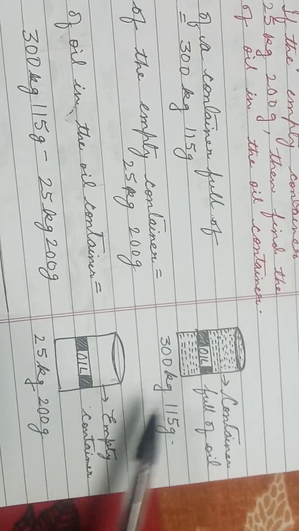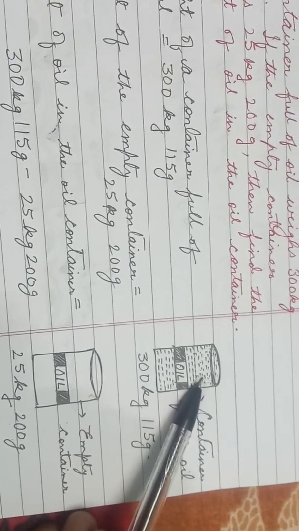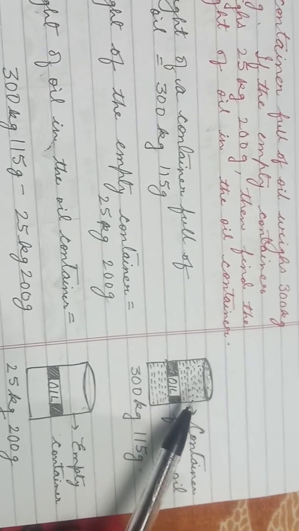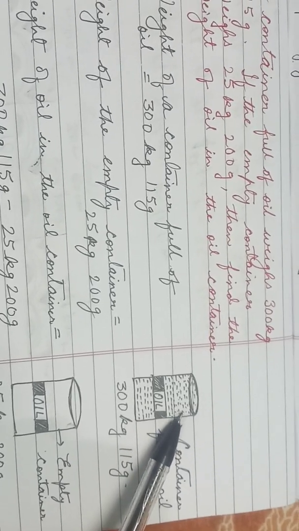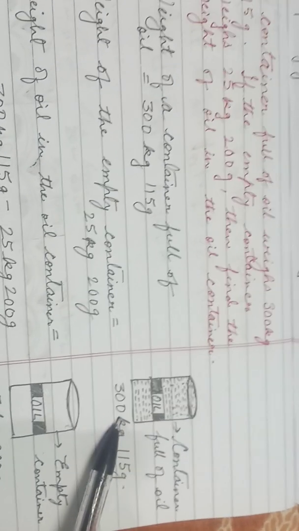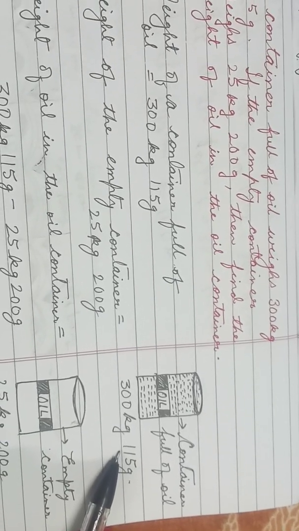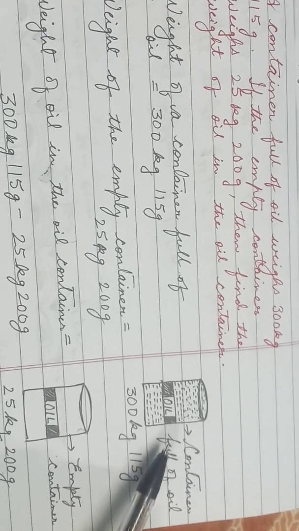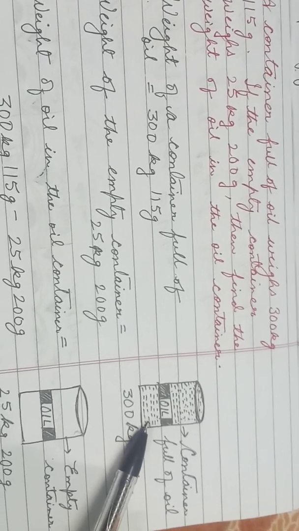Okay. Now the same container is filled with oil. When we fill this container with oil, the weight of this container becomes 300 kg and 115 gram. So you have to find the weight of oil in the oil container.